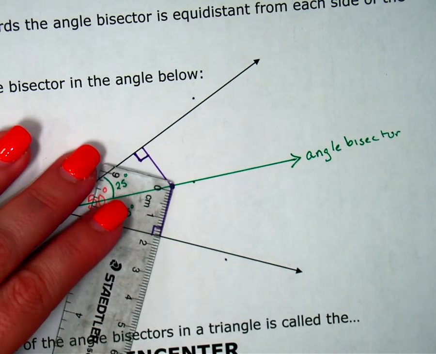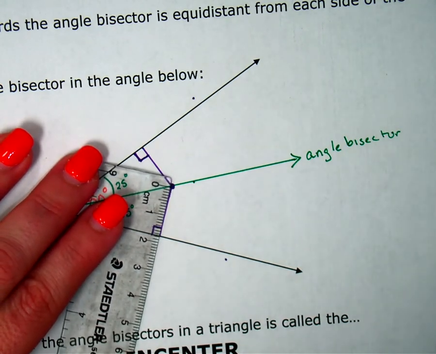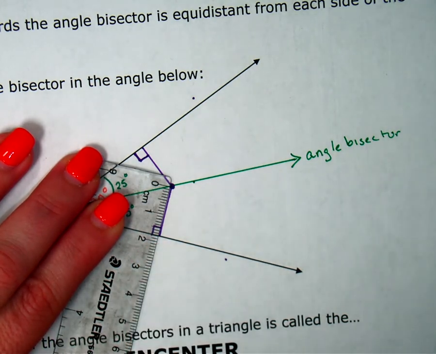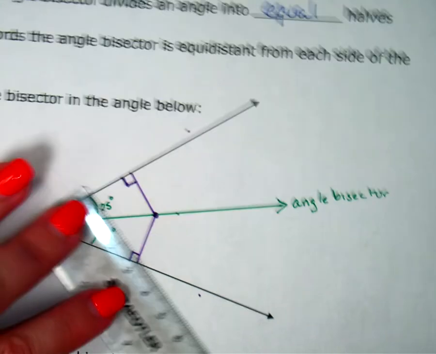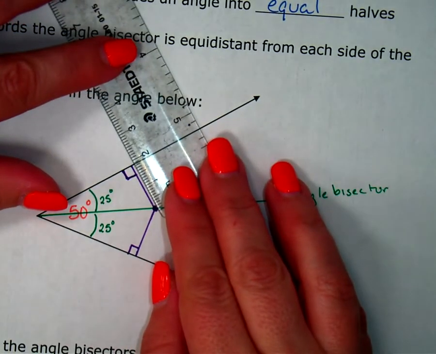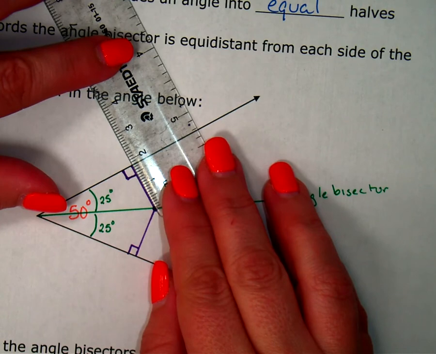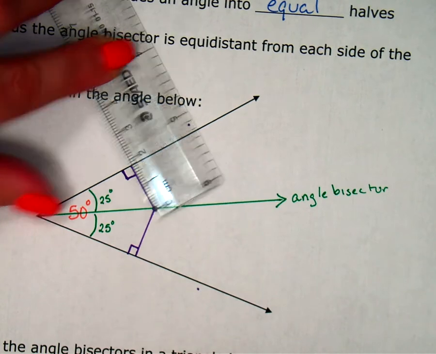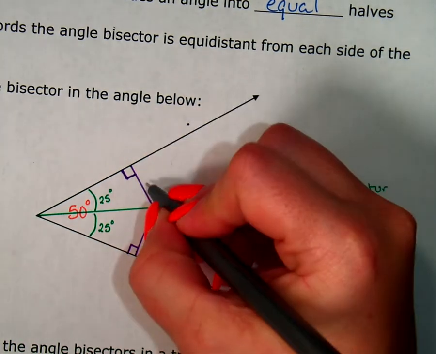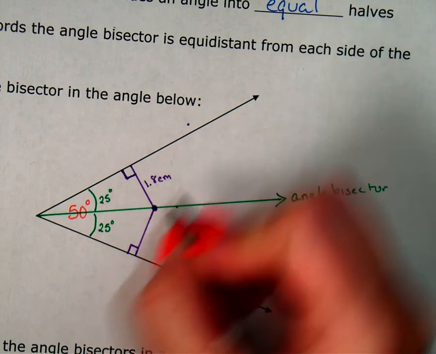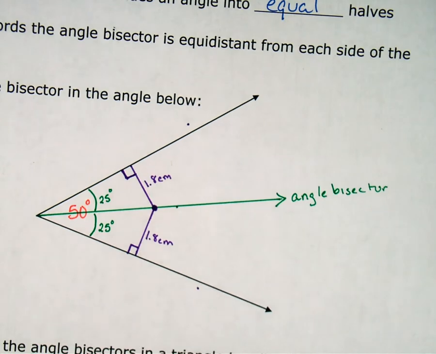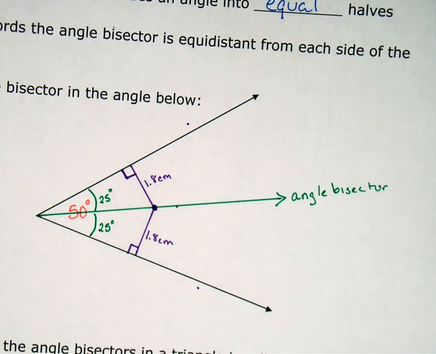If I were to take a ruler and measure, I can see that this one is about 1.8, right? It's not quite all the way to the 2. It's about 1.8 centimeters. And if I measure this other side, I also get 1.8. So these are both exactly the same length. So this point is equidistant to both sides. And it doesn't matter where I picked the point. I could have picked a point anywhere along this angle bisector.